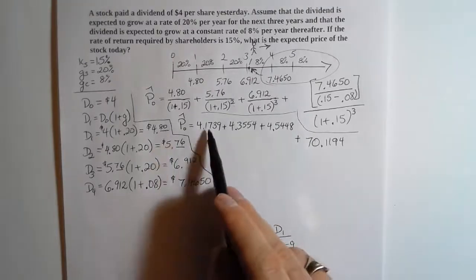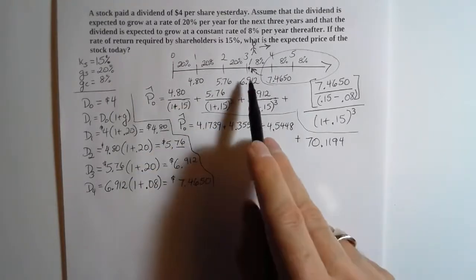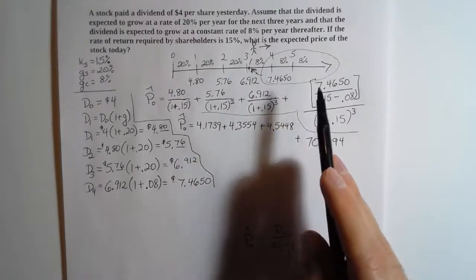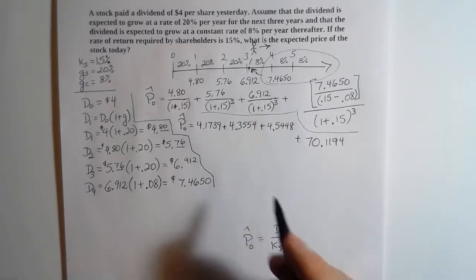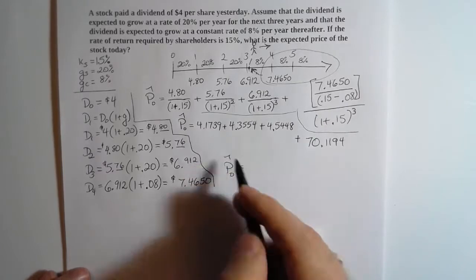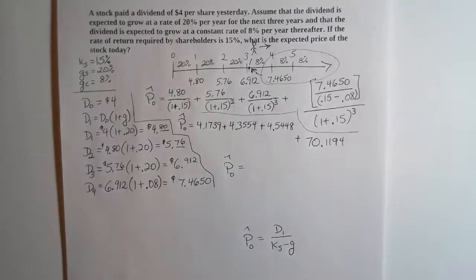This is just the present value of the first dividend, present value of the second dividend, present value of the third dividend. This is the present value of dividends 4, 5, 6, 7, and on for all eternity. And that's why this number is bigger. So at this point, what you should do is pause the video, add up each of these pieces, and see what you get for the total present value of this particular stock today, which would be our expected price.